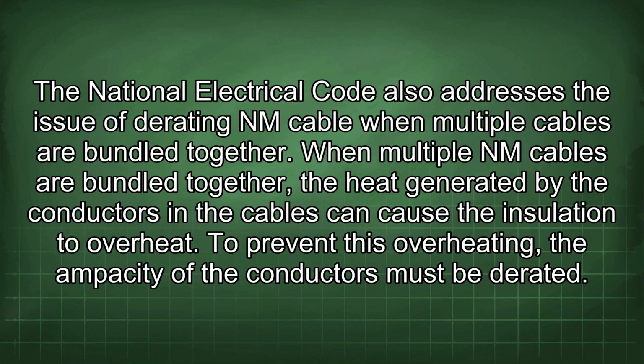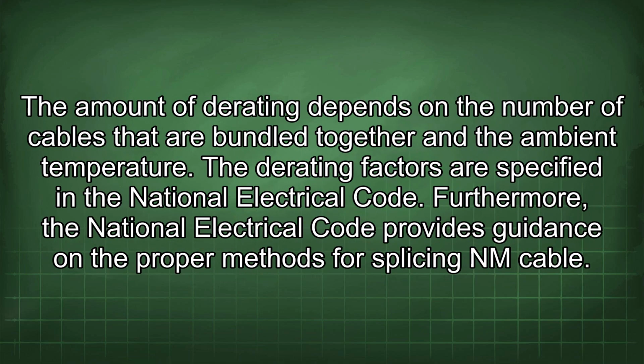The National Electrical Code also addresses the issue of bundling NM cable when multiple cables are bundled together. When multiple NM cables are bundled together, the heat generated by the conductors in the cables can cause the insulation to overheat. To prevent this overheating, the ampacity of the conductors must be derated. The amount of derating depends on the number of cables that are bundled together and the ambient temperature. The derating factors are specified in the National Electrical Code.